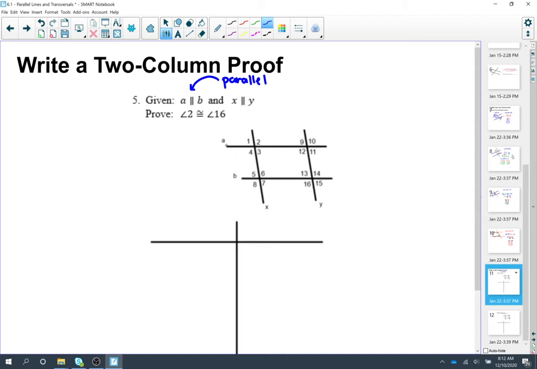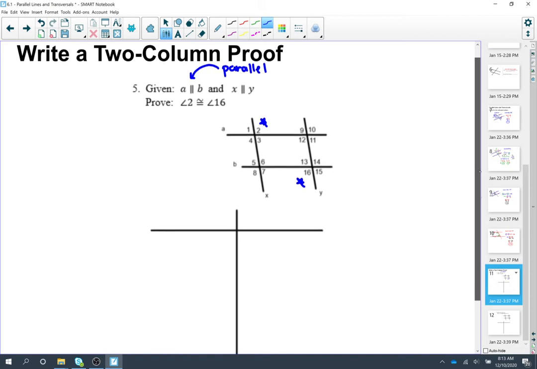So if you look at your picture, I know that this guy is parallel to this guy, and I know that this guy is parallel to this guy. Prove that angle 2 is congruent to angle 16. Now, angle 2 is right here, and angle 16 is down here. So before we look at this too closely, let's set up our proof.